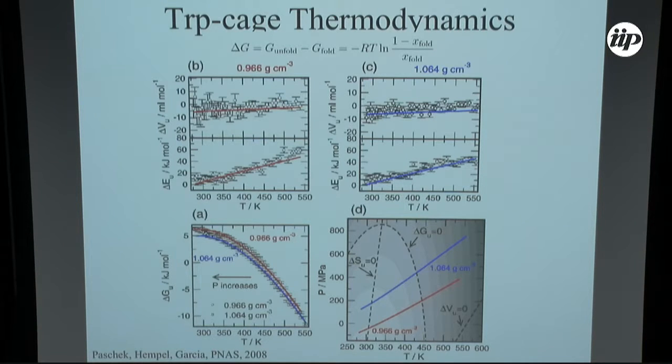And the distinction here is I'm separating configurational entropy from entropy. So unfolded has higher configurational entropy, but the solvent also has a difference in entropy. The solvent above this line is more ordered than the solvent below this line, and that difference compensates the configurational entropy. Along this line, it compensated perfectly well. And notice this line is where the volume changes are 0.